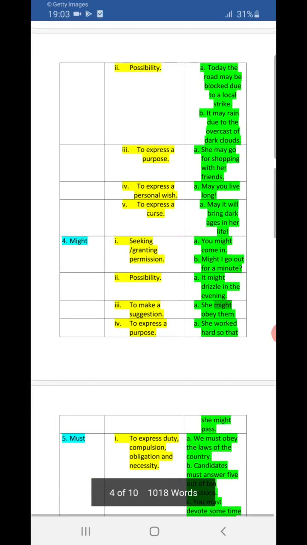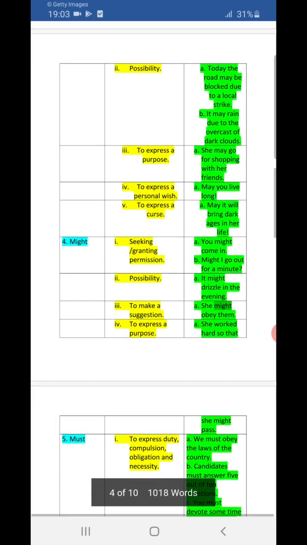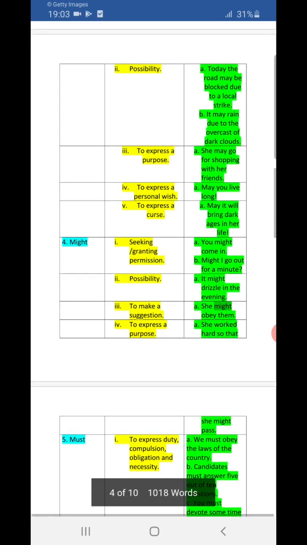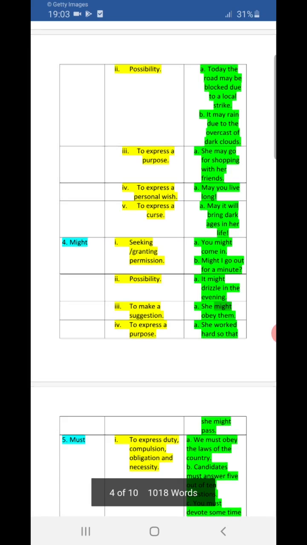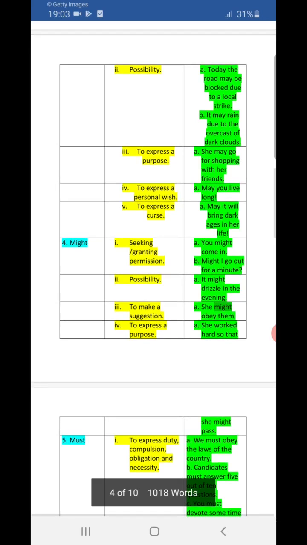Next one, number 2, possibility. It might drizzle in the evening. So there is a possibility that it might drizzle, light rainfall. Drizzle means a kind of light rainfall. So drizzle in the evening.